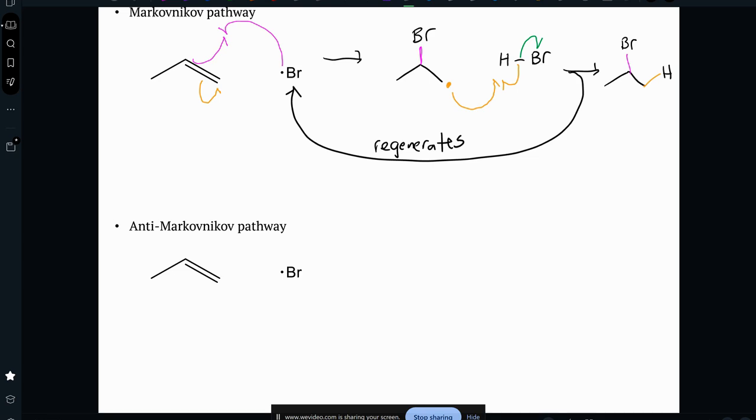If I consider the anti-Markovnikov pathway, that would be adding the bromine to the less substituted carbon and putting the radical on the more substituted carbon.